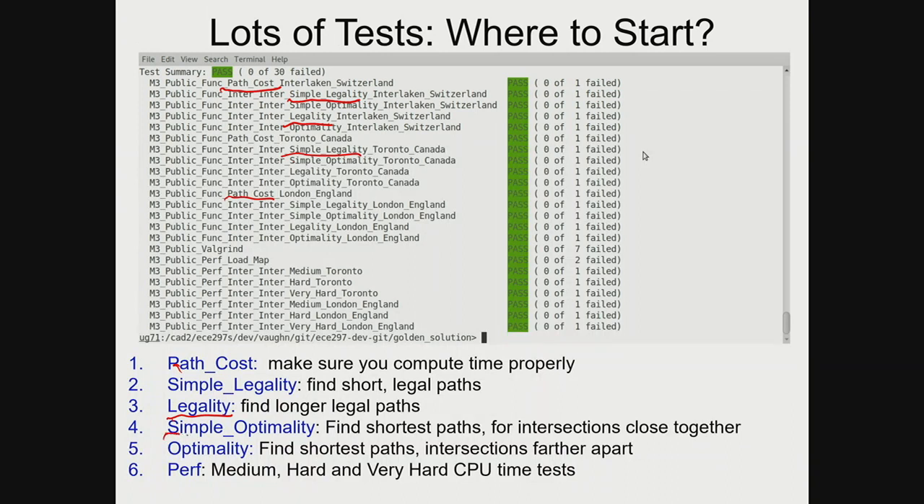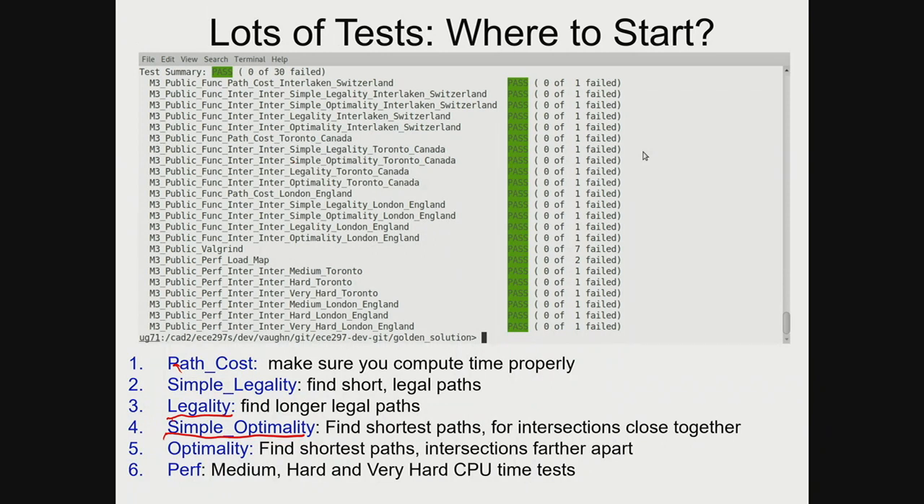Then we have tests called simple optimality. Okay, so optimality checks not just that you have a legal path, but that it is actually the shortest path. It has the lowest travel time, or sometimes there can be several paths that are very close. We'll accept any of those. So all our tests are written to have a tolerance. So there isn't one path you have to match. You just have to find a legal path that is close enough to the lowest travel time that we found.